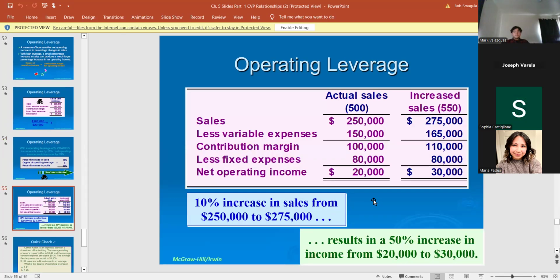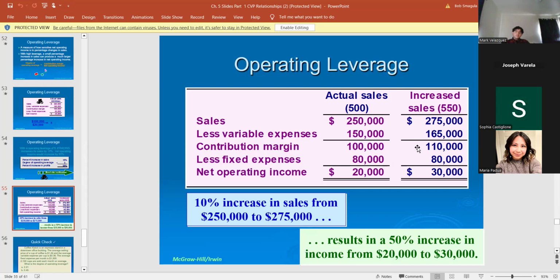Operating leverage, they're giving you an example here. What did we just say? The leverage was 5, right? So we increased our sales by 10%, correct? This is 500. Now 10% of 250 is 25,000. Add that, we get the new sales number. The variable costs are the same percentage.